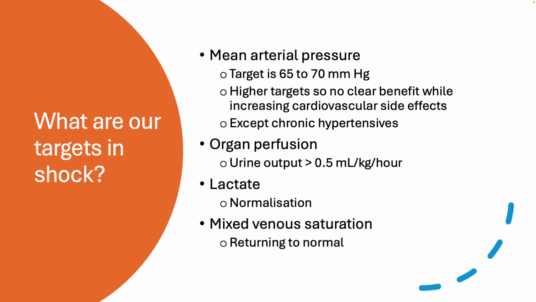And then mixed venous saturation. You would remember that you've got arterial blood, which goes up from the heart, which is usually well oxygenated with a saturation of, say, 95%. This blood circulates around the body into the venous system.